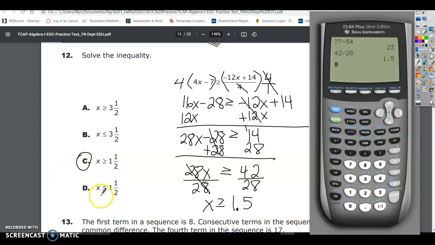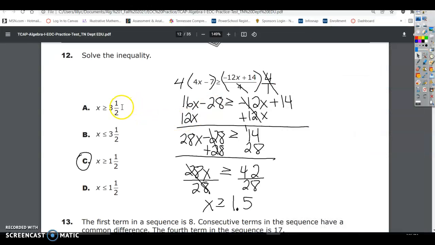This one says less than 1.5. The only reason the inequality would have changed is if we would have multiplied or divided by a negative number, and we did not do that. And these just have the wrong number, so we don't have to worry about those. So number 12, the correct answer is C.